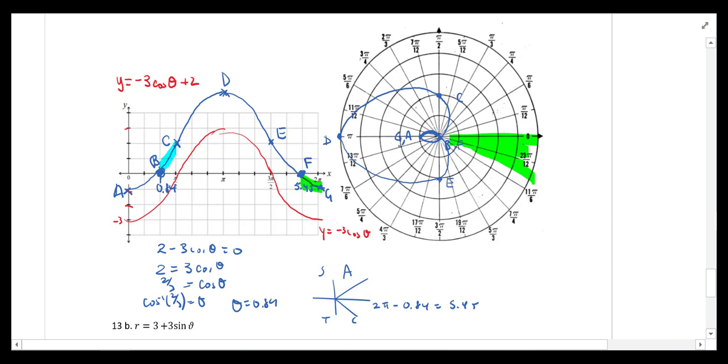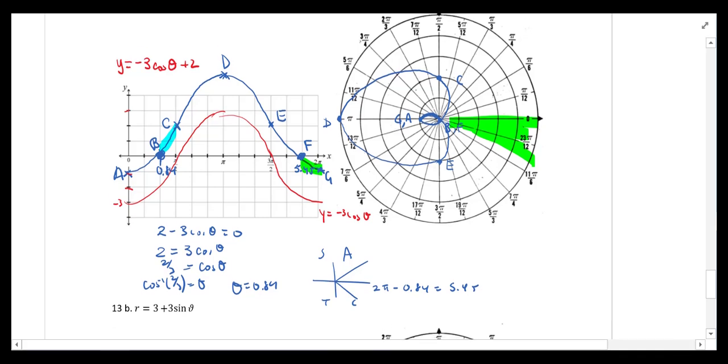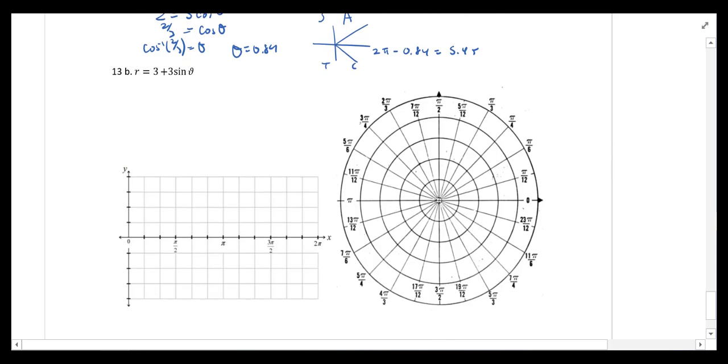Okay, so you get this kind of shape. Kind of weird thing with a little loop inside, but yeah, that's what you get. Okay, now your turn to try number 13B. I definitely want you to do that. All right, have fun.